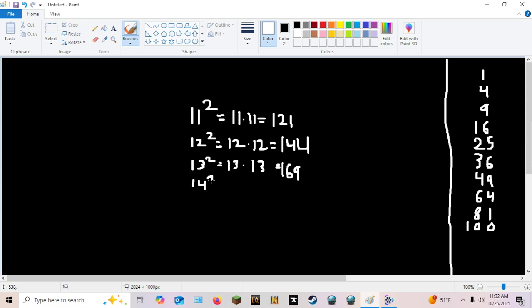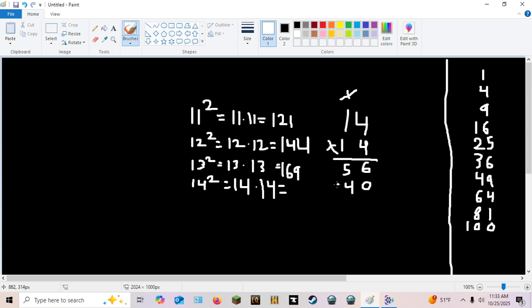Now 14 squared is equal to 14 times 14, which equals what? So we gotta do the standard algorithm, remember? 4 times 4 is 16. 4 times 1 is 4 plus 1, which is 5. Add a 0. 1 times 4 is 4. 1 times 1 is 1. 6 plus 0 is 6. 5 plus 4 is 9. And then 1 plus 0 is 1. So this actually equals 196.